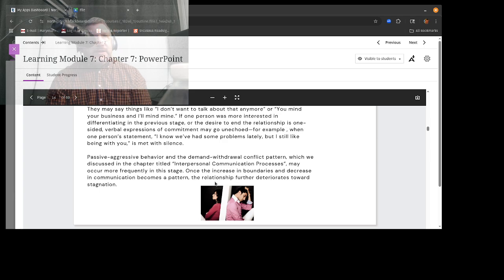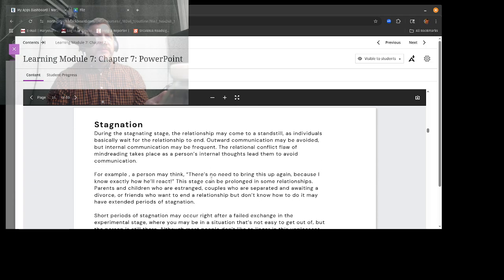In this stage, you'll see a lot more passive-aggressive behavior and/or demand-withdrawal conflict, and we'll talk more about that later on. In this stage, we also increase the boundaries and decrease communications. It becomes a standard pattern, and the relationship further deteriorates towards stagnation and possible ending.